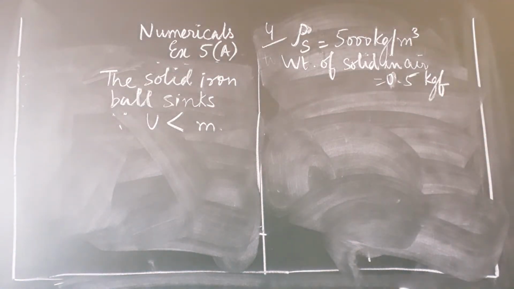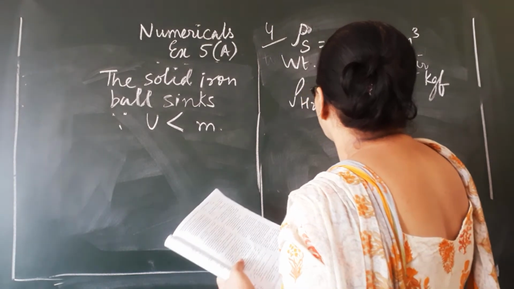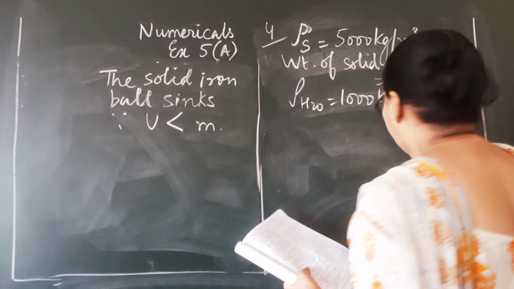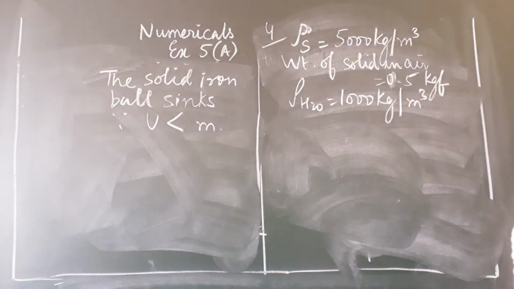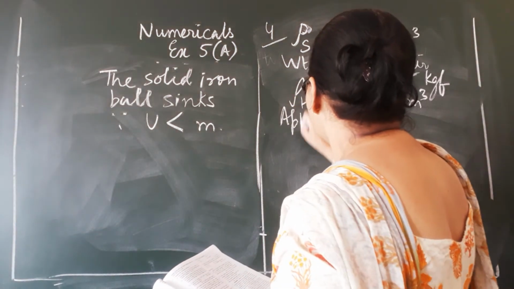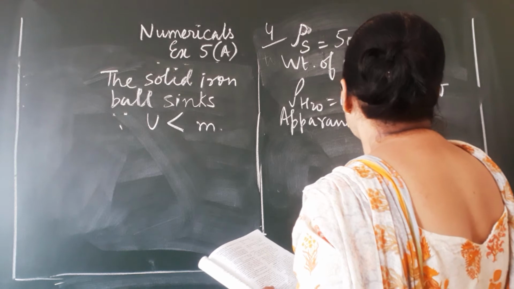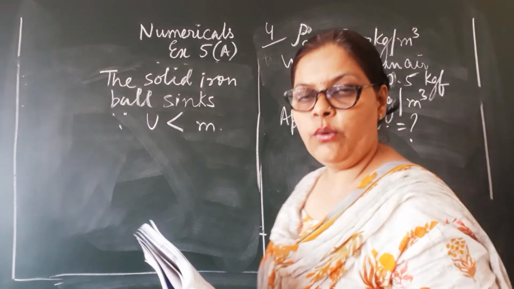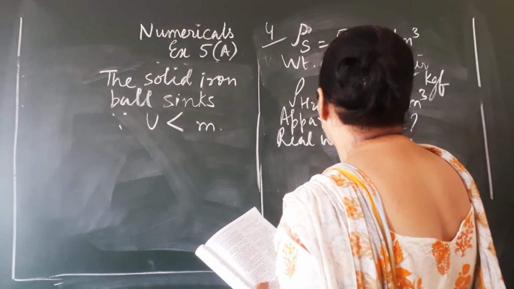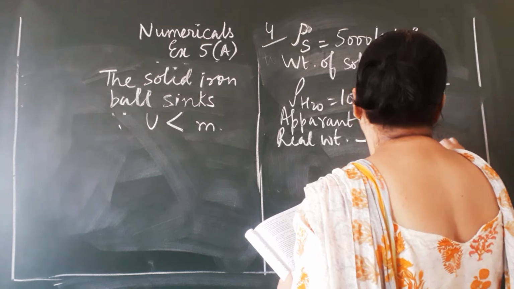Okay. What else is given? It is completely immersed in water. The density of water is also given. The density of H2O, 1000 kg per cubic meter, is given to you. And calculate the apparent weight. So you are supposed to find out the apparent weight. You know what is apparent weight, children? It is real weight minus upthrust. This is the formula for apparent weight.